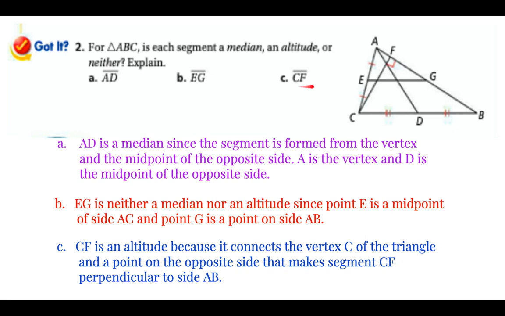What about CF? This is CF. So CF is an altitude since it connects the vertex C of the triangle ABC and a point on the opposite side that makes segment CF perpendicular to side AB.